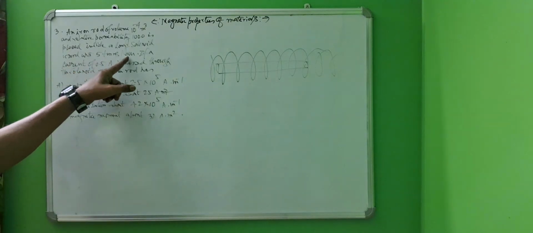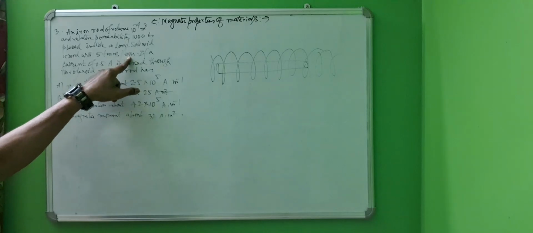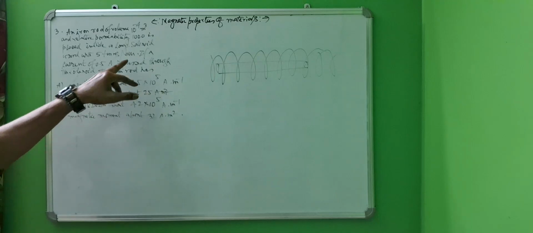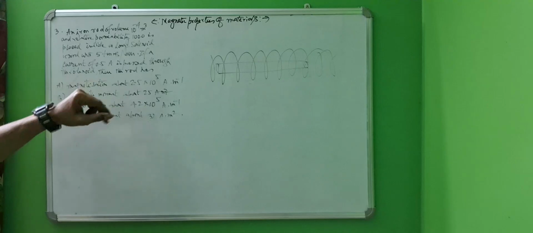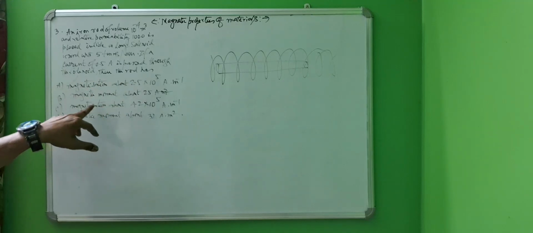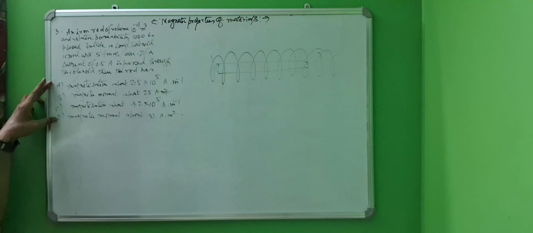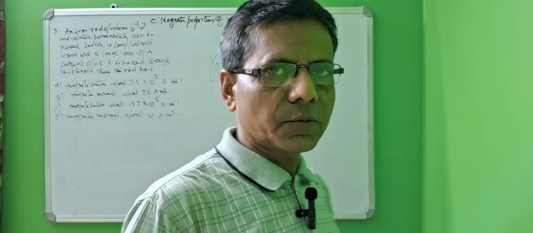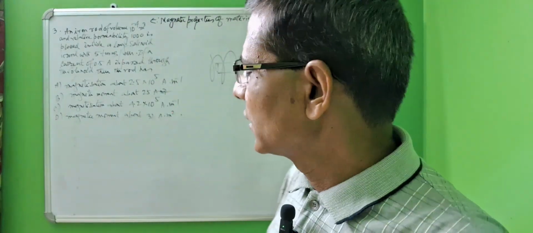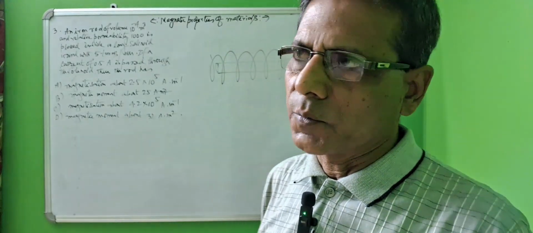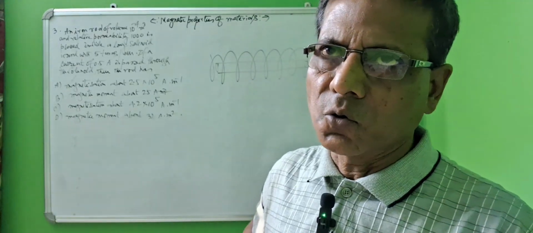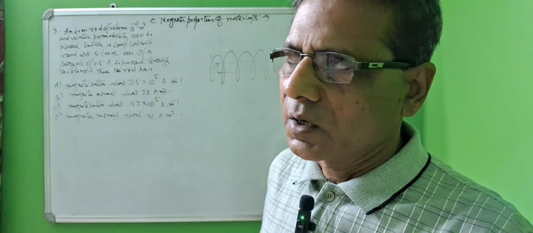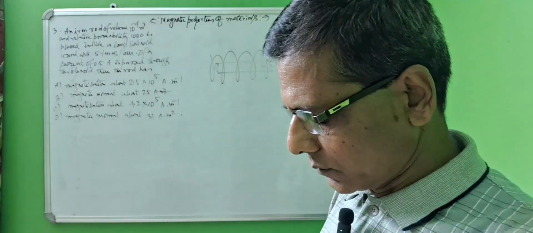Wound with 5 turns per centimeter. This one is given in centimeter, so we have to turn it into the SI system, that is, in meters. If a current is passing through the solenoid, then the rod is magnetized. Four options are given here: one for magnetization, and another for magnetic moment. We have to find these two quantities of the rod, the magnetization and the magnetic moment.